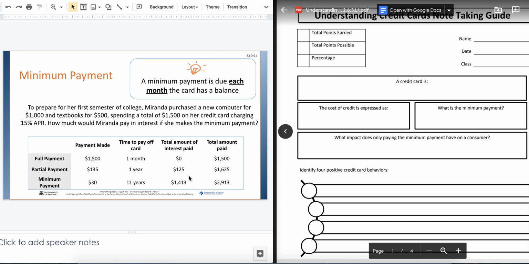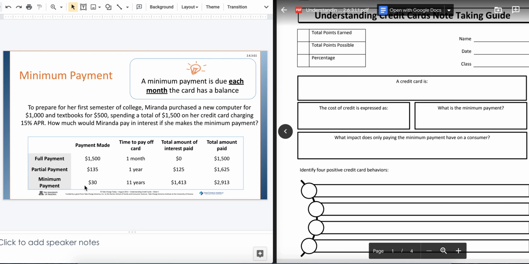Each month, I will have a new minimum payment that I have to pay off in order to be in good standing with this credit card company. So we can see down on this little chart that I could pay my full payment off of $1,500, or I could pay the minimum payment. I have to pay at least $30 in order to stay in good standing.